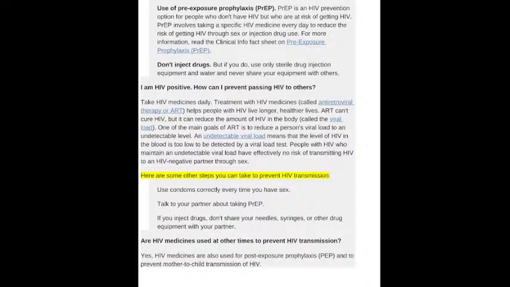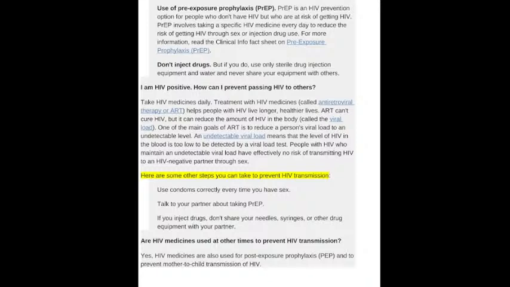How can I prevent passing HIV to others? Of course, if a person is already infected, there are also ways through which something can be done, by taking HIV medicines daily.